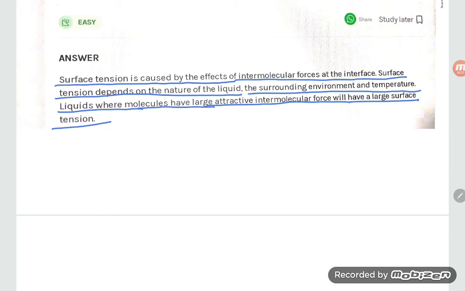Surface tension depends on the nature of the liquid, the surrounding environment and temperature. Liquids where molecules have large attractive intermolecular forces will have large surface tension.